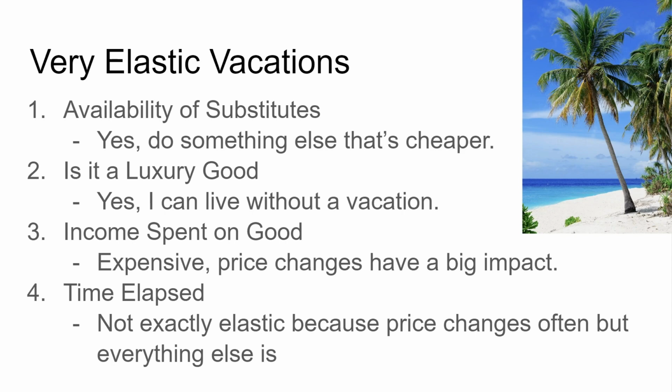Now, what about the portion of income? Depending on the trip and duration, it can be very expensive. For instance, a week-long vacation to the US is about $2,000. A 10% increase in price would already be an extra $200. These high prices make it even more elastic.